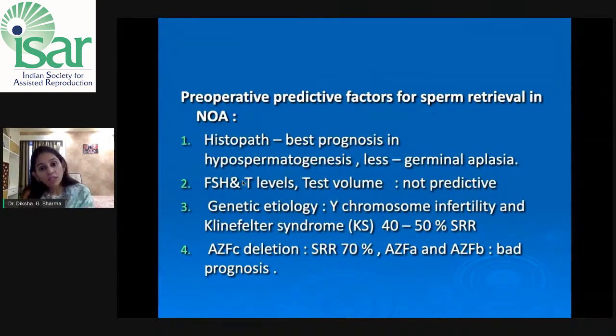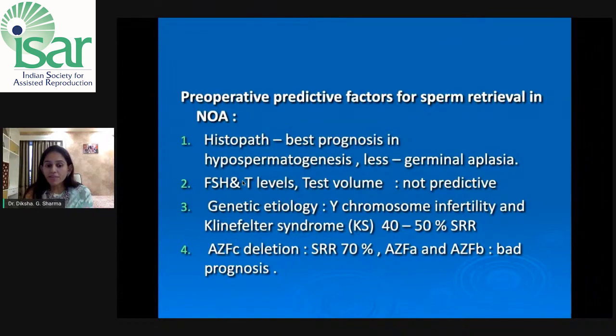So if you have a single FSH report, do not just tell him that you're not able to retrieve any sperms. You can try; they are not very predictive. What about the genetic etiology? Even in males with Y chromosome infertility and Klinefelters, there are 40 to 50% sperm retrieval rates which are documented in literature. But these rates are usually with a micro-TESE, or microscopic testicular sperm extraction, which will give the best results.